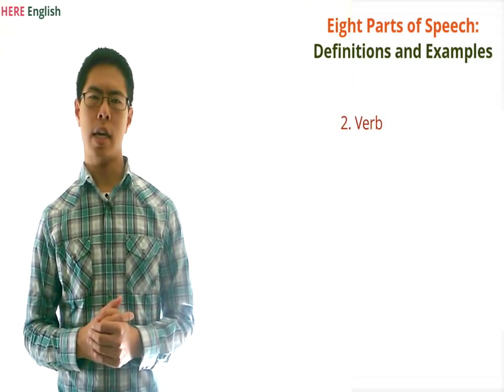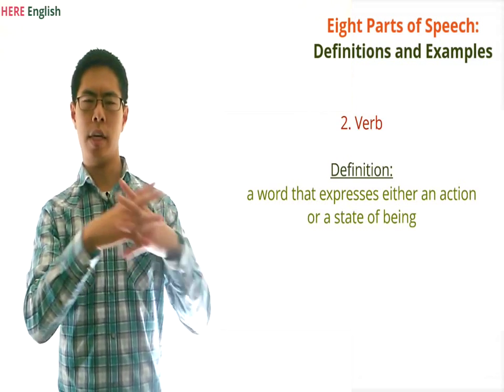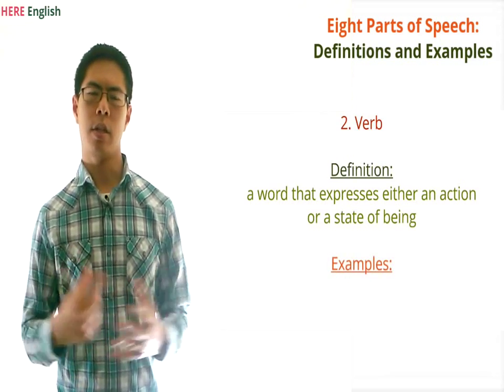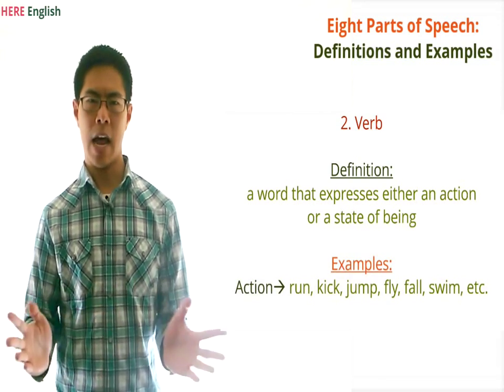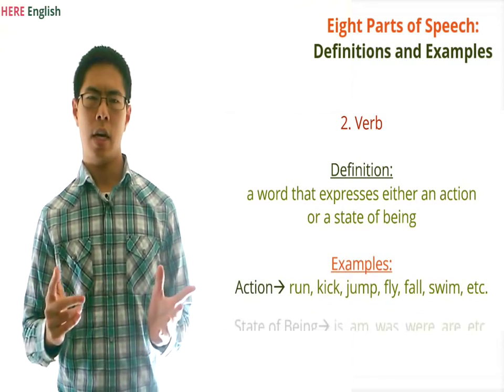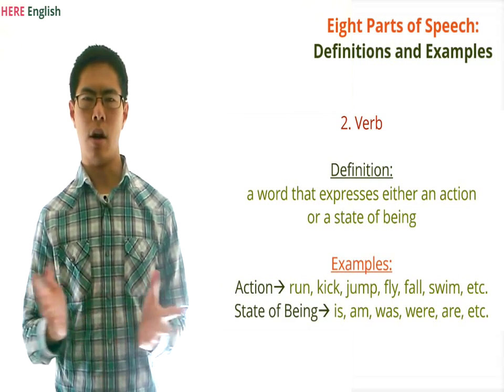Next, what is a verb? A verb is a word that expresses either an action or a state of being. Here are some examples. An action might be run, kick, jump, fly, fall, swim, etc. And a verb that is a state of being includes words like is, am, was, were, and are.